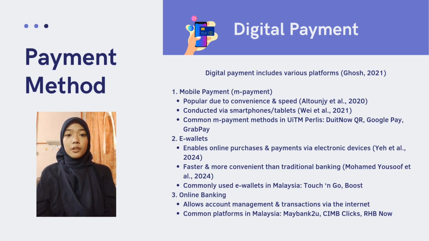Let's look at the main categories of digital payments. The first one is mobile payment, also known as M-payment. M-payment is very popular for its speed and convenience, whereby it is conducted using smartphones or tablets. Most common methods include Vietnam QR, Google Pay, and GrabPay. The second one is e-wallets. E-wallets enable online transactions using electronic devices. It is faster and more convenient compared to traditional banking. The most commonly used e-wallets are Touch 'n Go and Boost. And lastly, online banking allows users to manage accounts and transactions through the internet. The most common platforms are Maybank2u, CIMB Clicks, and RHB Now.